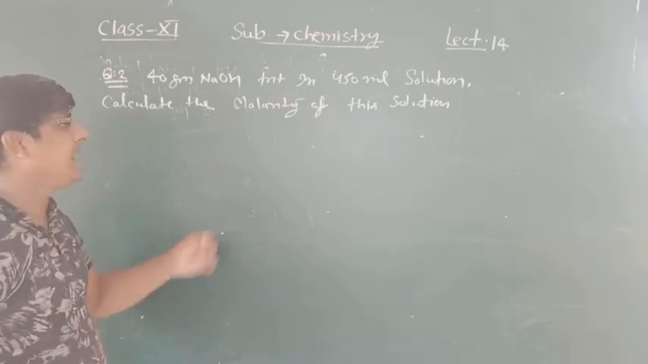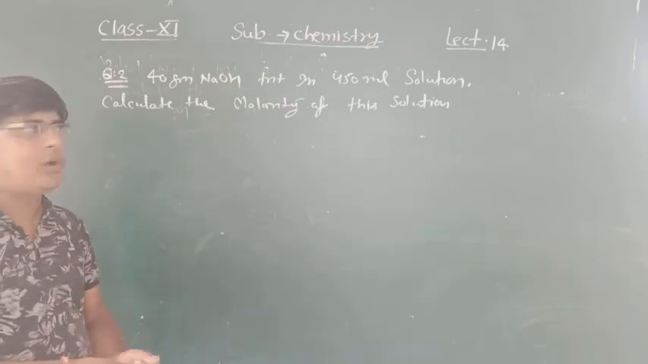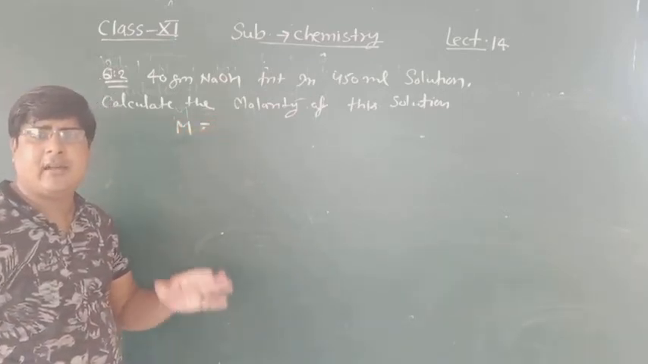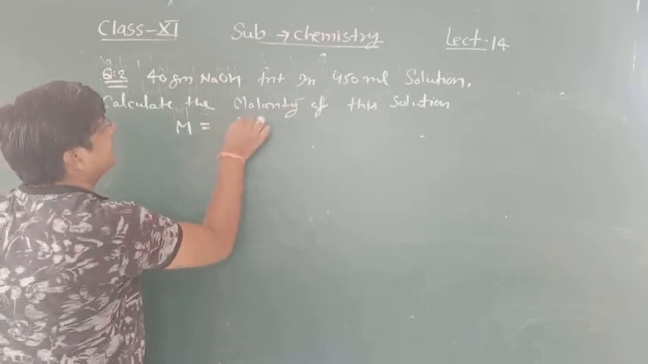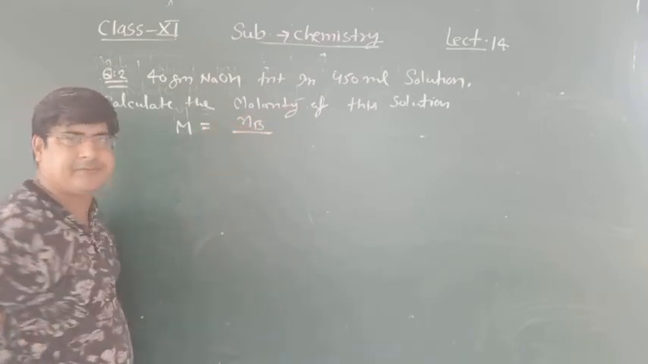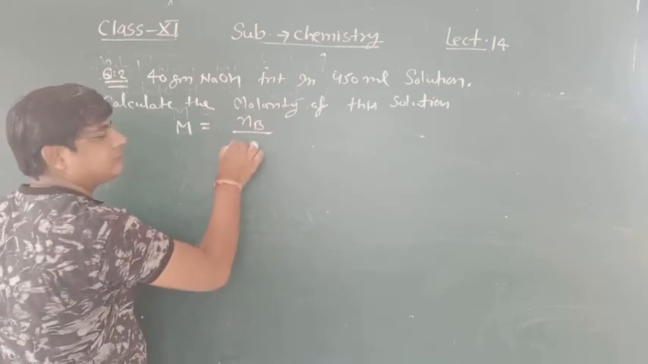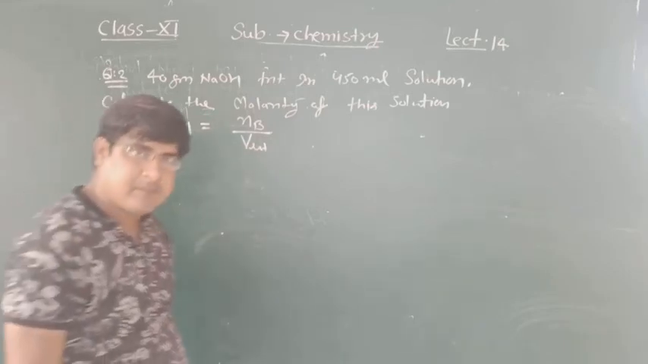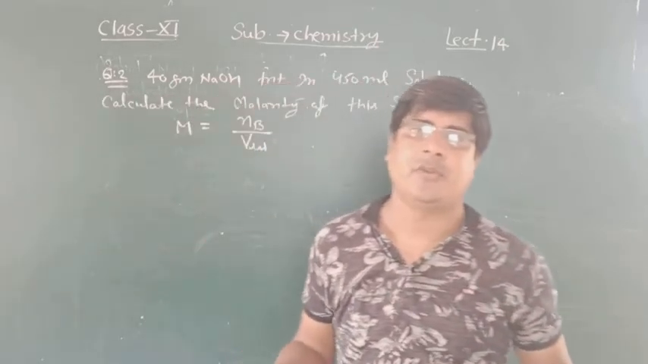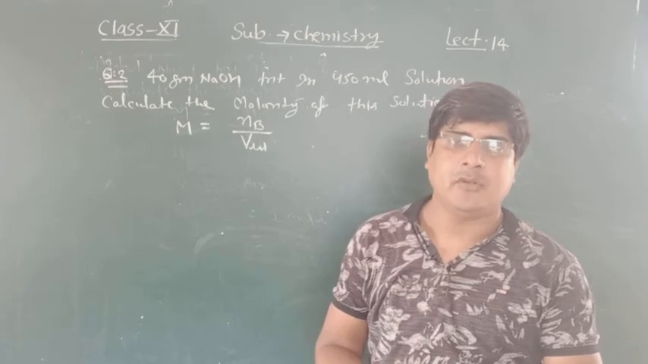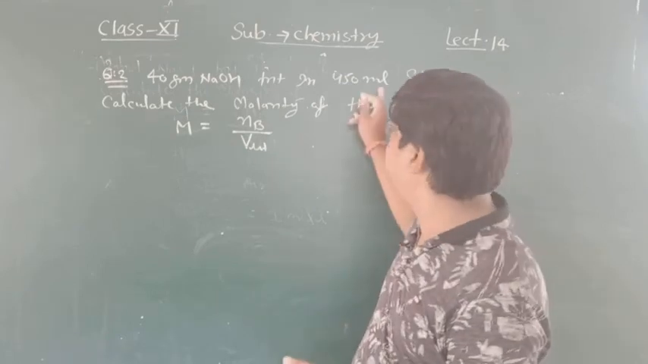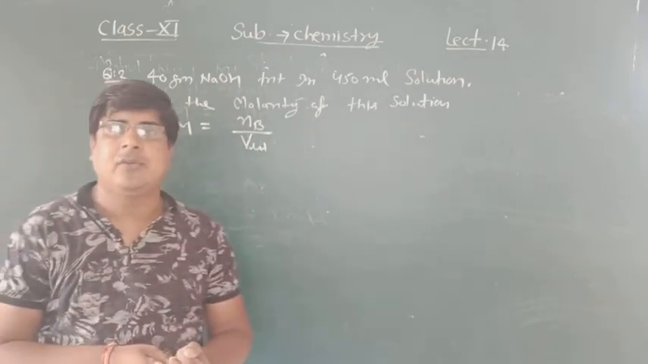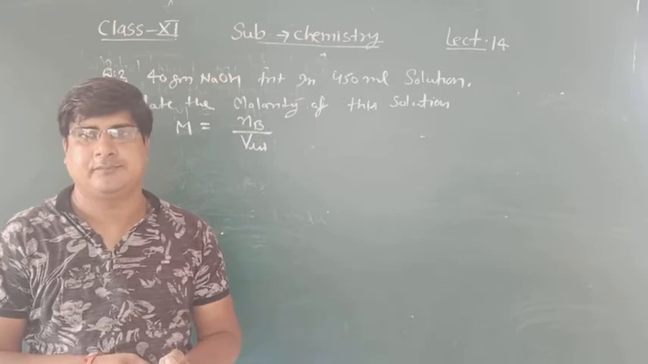We can easily calculate. Molarity is equal to, first write the formula of molarity. Molarity is equal to number of moles of solute upon volume, which should be in liter. But in this question, the number of moles of solute is not given, and volume is given in milliliter, 450 milliliter. So first of all, we will have to calculate the number of moles of solute.